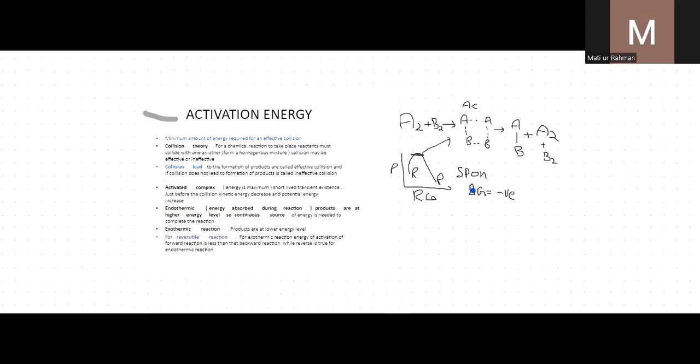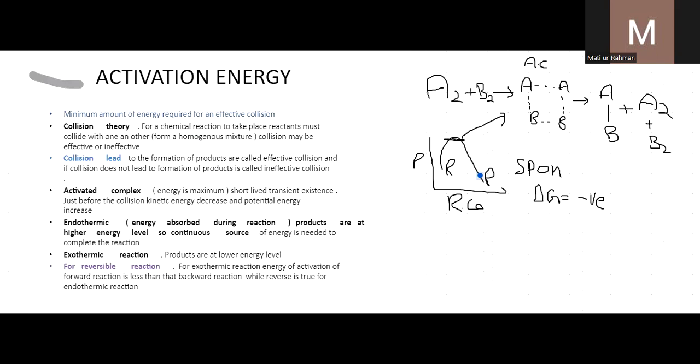So here is our reaction from our lecture. Most of the questions come from the graph. This graph represents an exothermic, spontaneous, natural process, and the change in Gibbs energy is negative.